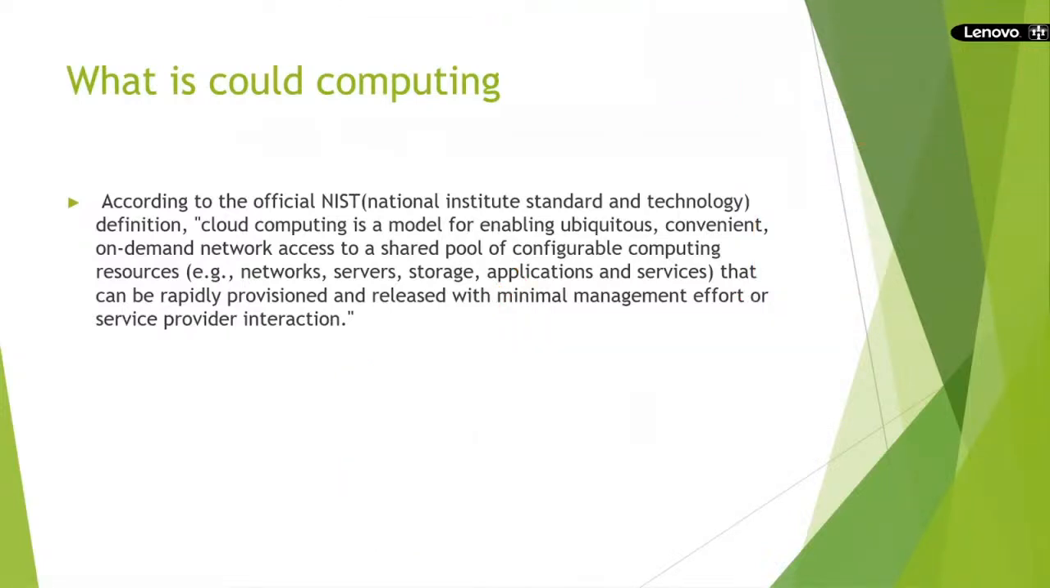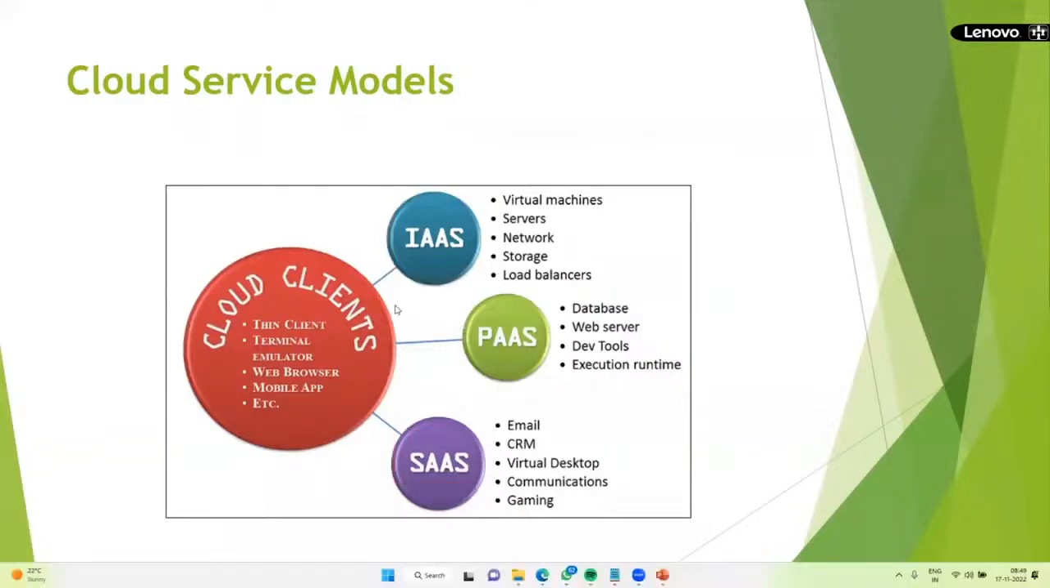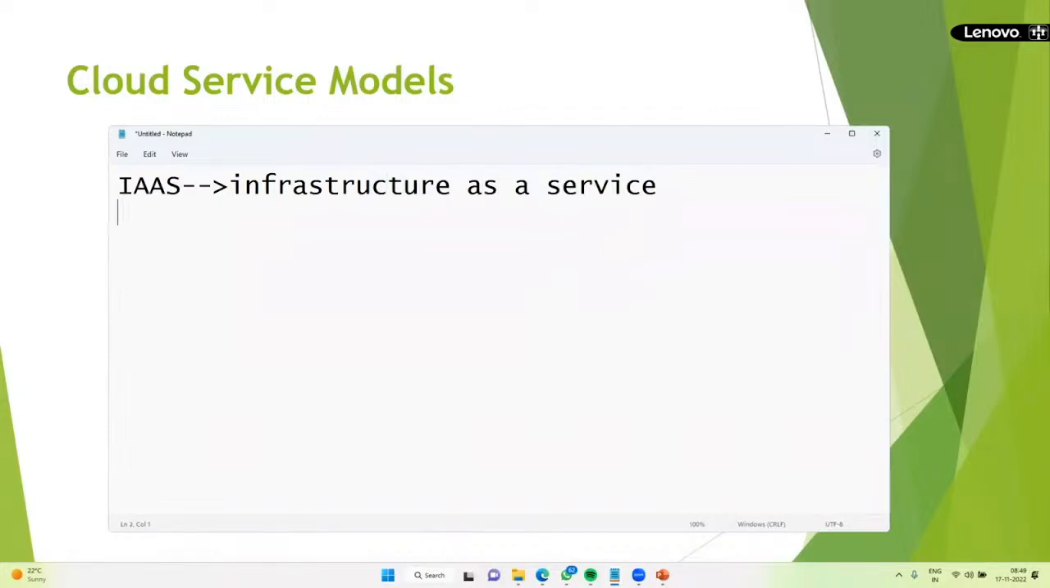Next, in the cloud we have three types of services: IaaS, PaaS, SaaS. Based on your business requirement, you can choose which cloud service model is required. IaaS means infrastructure as a service. What comes under infrastructure? Server, storage, network, database, load balancer. These all come under infrastructure as a service.